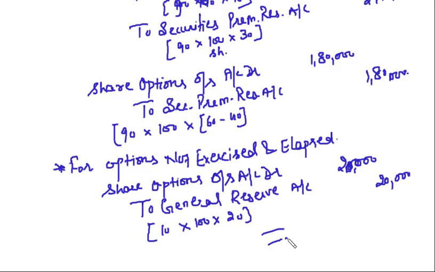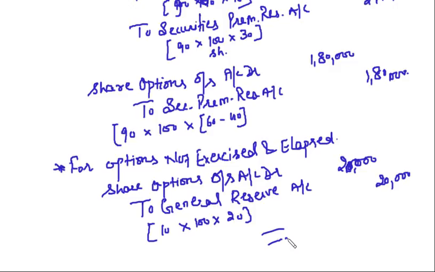You cannot keep this outstanding account open. Why? For two reasons. One is the share options have been exercised, or the second thing is the share options outstanding which were not exercised have elapsed. So there is nothing outstanding. How can you keep this outstanding account open? Right? To close this outstanding account for the options which have been exercised, you will transfer the amount to securities premium reserve account. And for the options which have not been exercised and have elapsed, the amount will be transferred to general reserve.